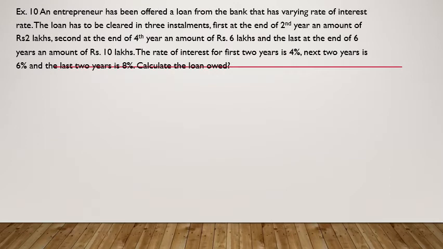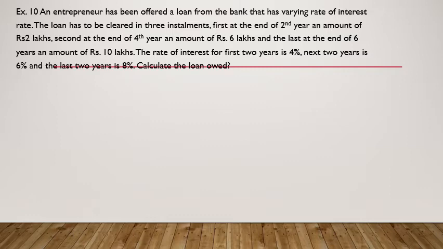In this session we will continue our discussion on comparison of alternatives. Let us take an example which many financial institutions follow. In this particular problem, we see an entirely different aspect of interest factor. An entrepreneur has been offered a loan from the bank that has a varying rate of interest. This is the difference between this problem and the previous problems.